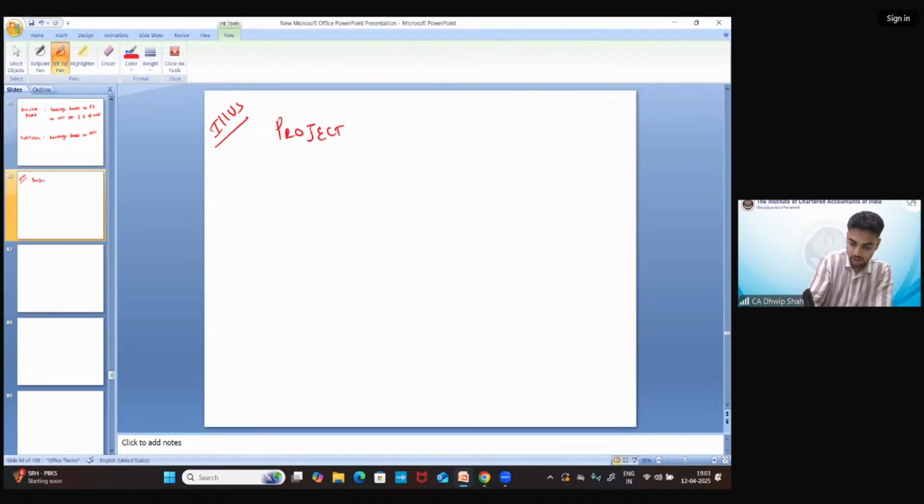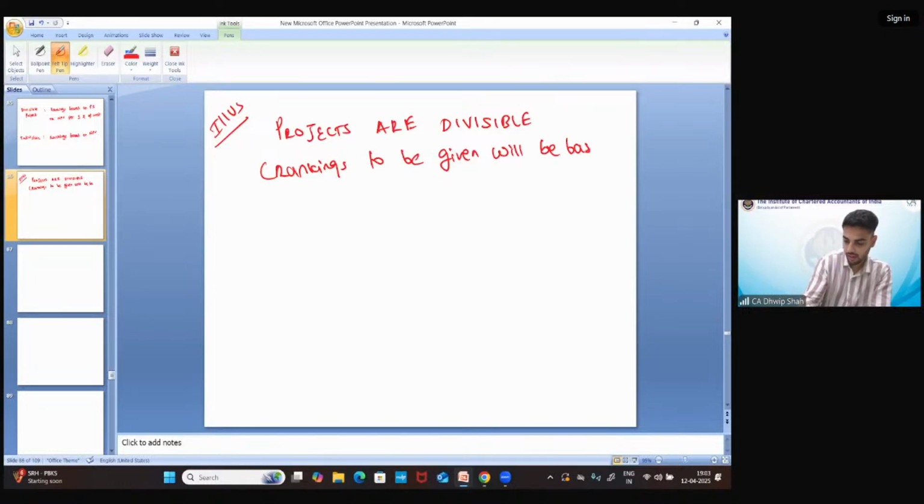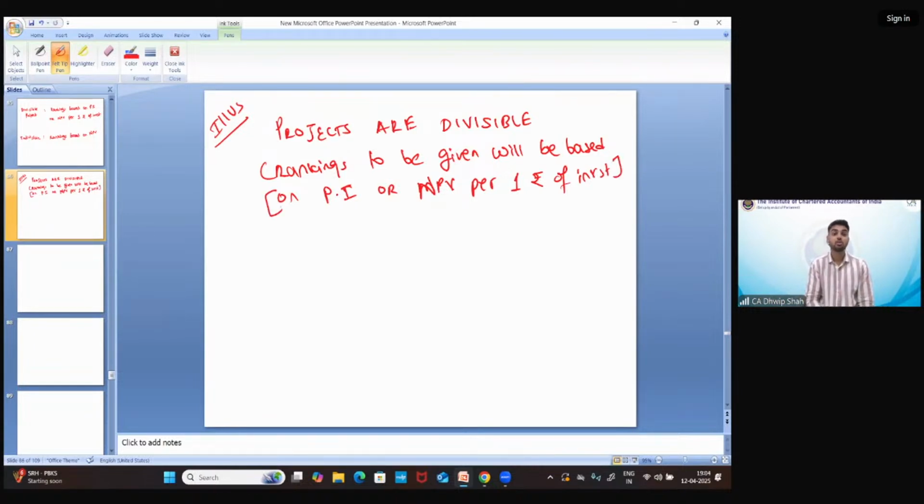In the current scenario, projects are divisible. Means part project is possible. So our rankings to be given will be based on either you calculate profitability index or NPV per 1 rupee of investment. कौन सा करना है बोलो? PI से करे कि NPV 1 rupee of investment से करे कि दोनों से करे? Answer would be same. Rankings would come same in both the scenarios. Tell me. You tell me. कौन सा करूं? सर आपको जो मन हो वो करो.